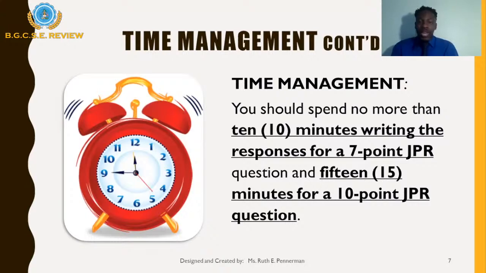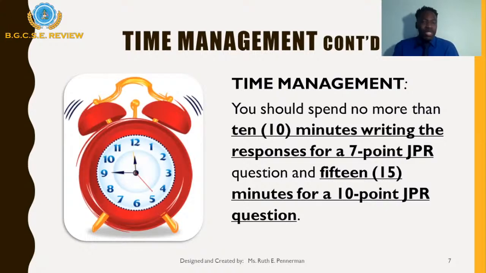And so you really don't have an hour, as you may have in other disciplines and other subjects and content areas, to take maybe an hour, 45 minutes to write the essay component. For the JPR, you don't have that much time. And so you have to go in with a plan. There are so many ways that you can do it.